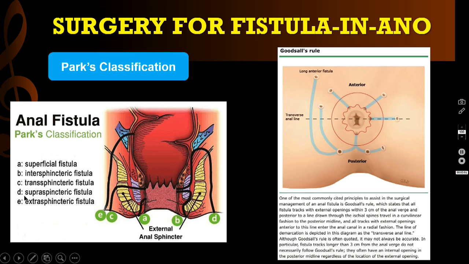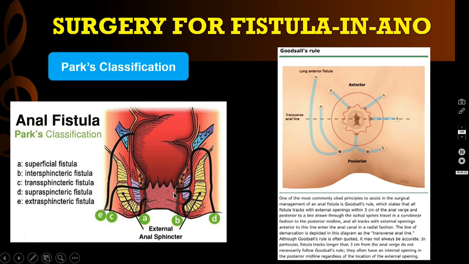And the fourth variety is the suprasphincteric fistula, or D. This will go above both the external and internal sphincter. Then it will come down in between the external and internal sphincter. Again, this will penetrate or traverse only through the internal sphincter, and it also opens at the level of the dentate line in the anal canal.